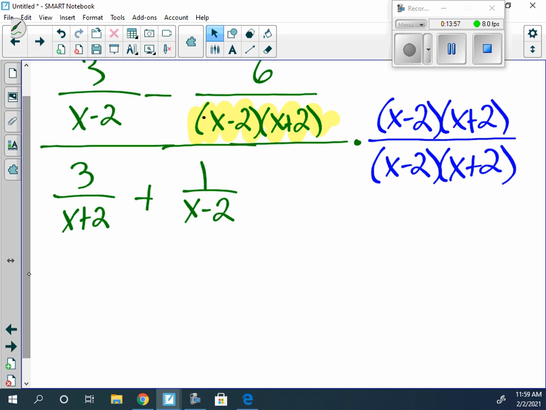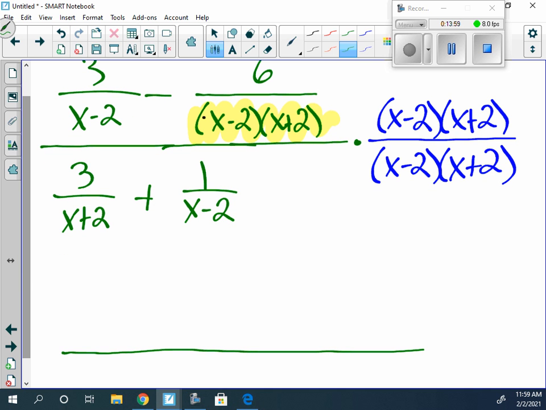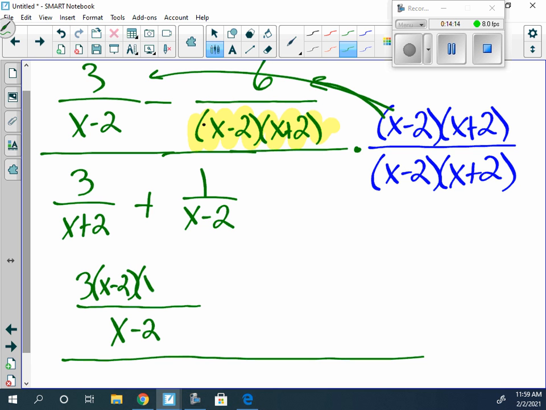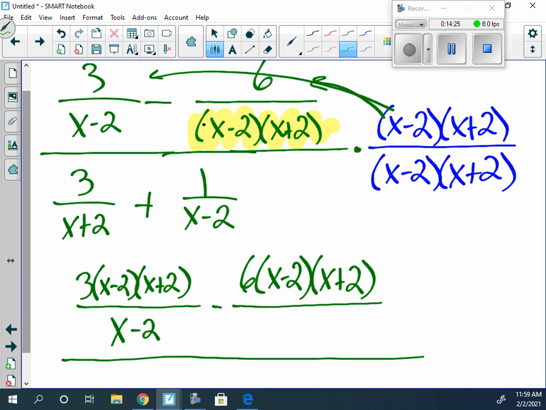And now we're going to multiply. So I'm going to leave this down here at the bottom, and I'll scroll up here in a minute. As well, I have x minus 2, and again, this whole thing is multiplied by the numerators of each one of these here. So we're going to have 3 times x minus 2 times x plus 2 minus 6 times x minus 2 times x plus 2 over x minus 2 times x plus 2. So we multiplied that by the two fractions on the numerator.